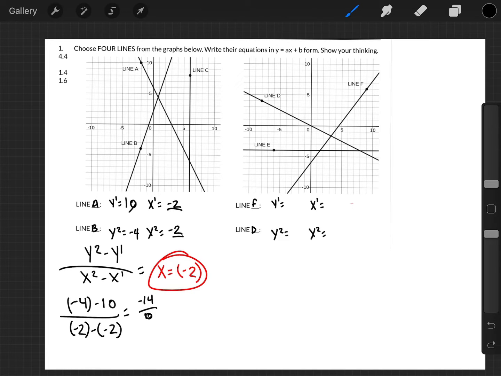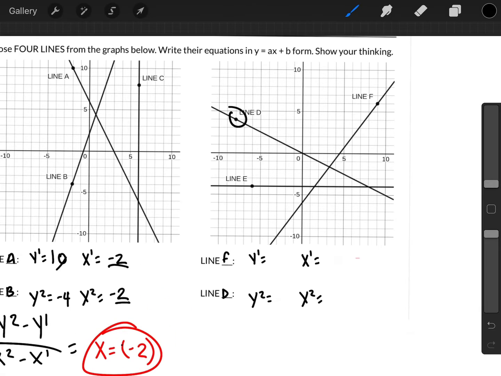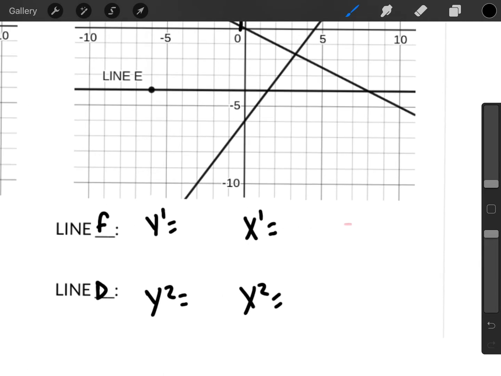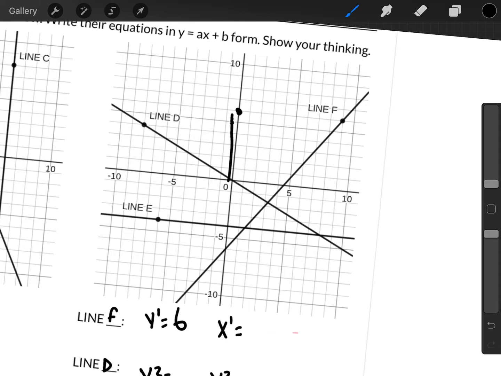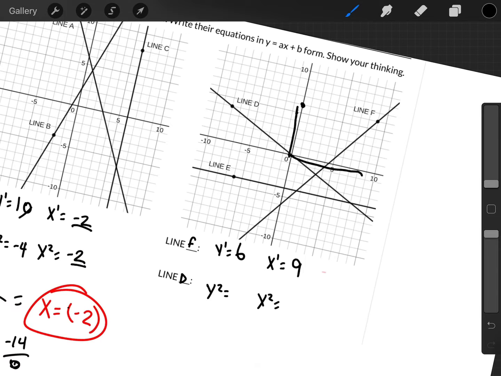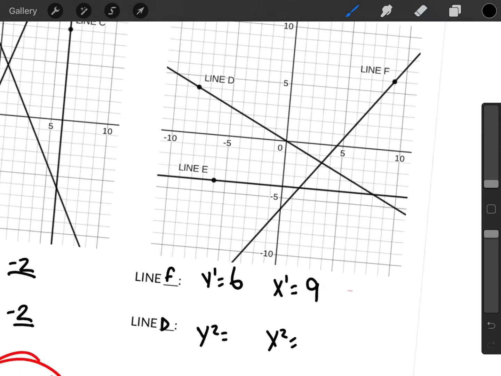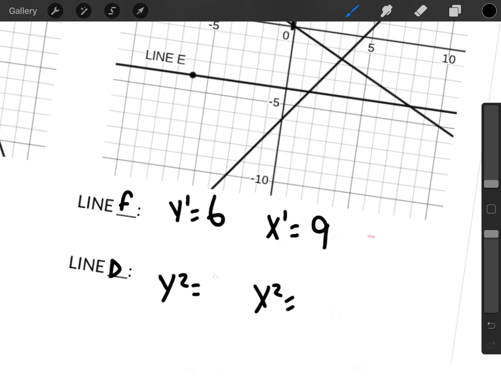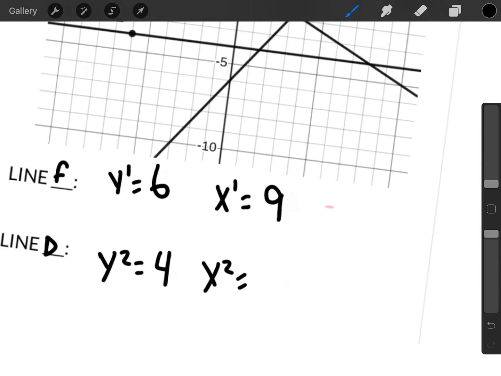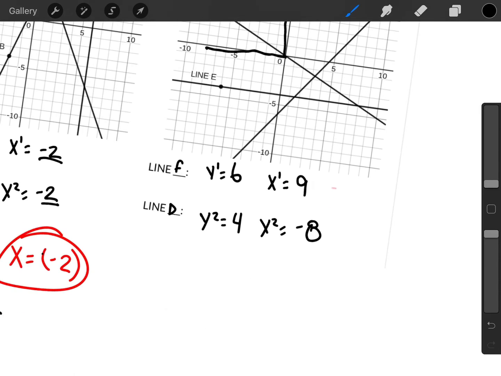We're now moving on to the second graph, where I chose F and D as my plots. Just like on the other side, we have to find y1 and y2, x1 and x2. So again, y goes vertically, so I know that y1 is 6, and x goes horizontally, which means that's 9. Now we have to do the exact same thing for line D. So vertically, it goes up 4, and horizontally, it goes over -8.